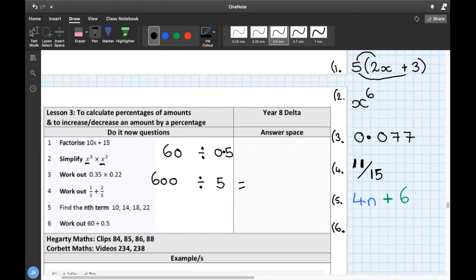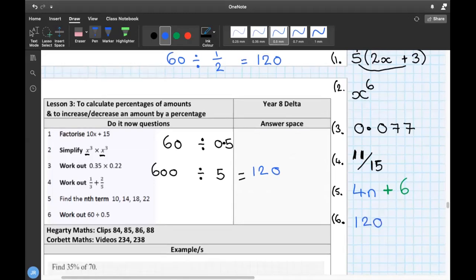Another way you could do it would be to think about 0.5 as a fraction. So we could have, I'll just do it above so we've got a bit more space, that would be the same as 60 divided by a half. Dividing by a half, after you keep, change, flip, is going to be the same as multiplying by 2. So that will be 120, and it's going to be 120 here. Either method would get you the correct answer. It's going to be 120. Okay.